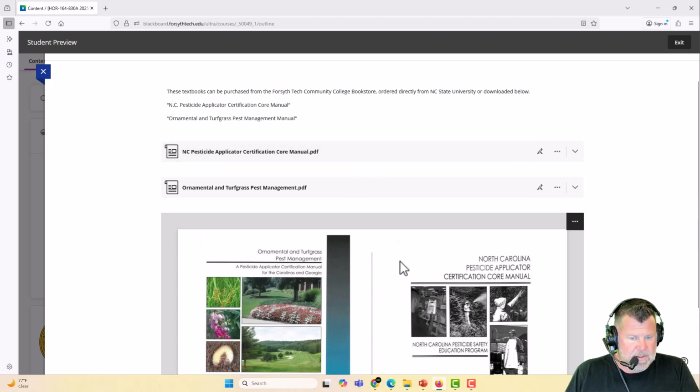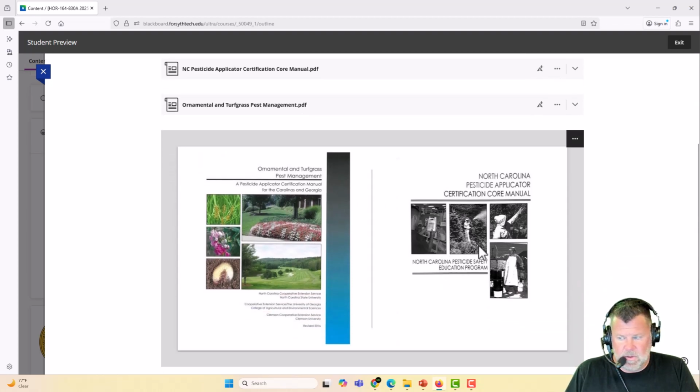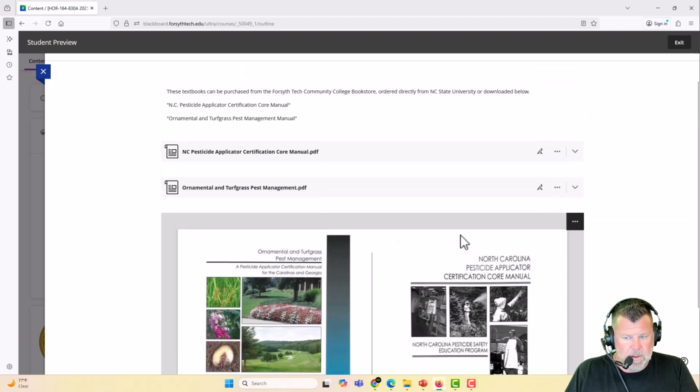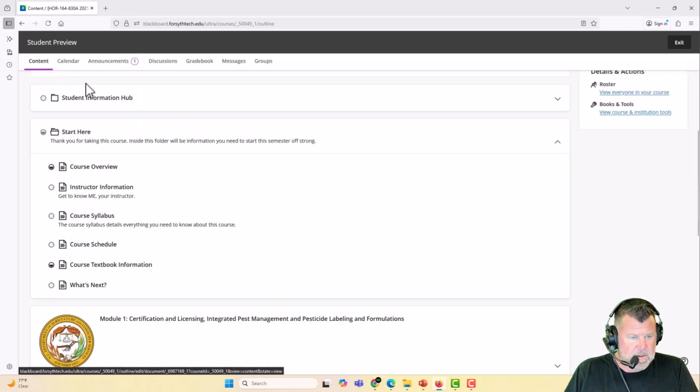I highly recommend that you get both of these textbooks. You could probably save yourself a couple bucks by ordering them through NC State, the Department of Agriculture, but they are reasonably priced there in our bookstore.